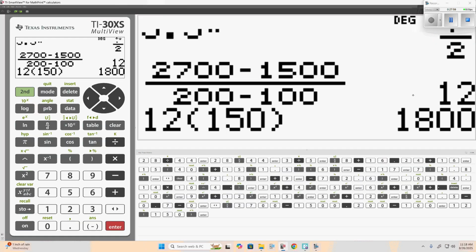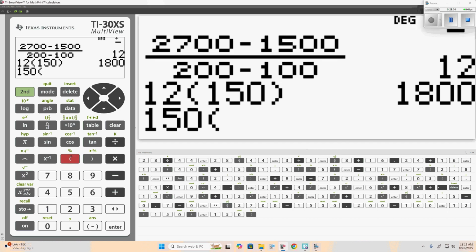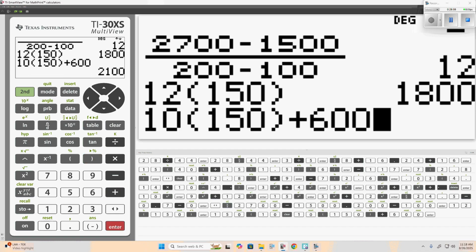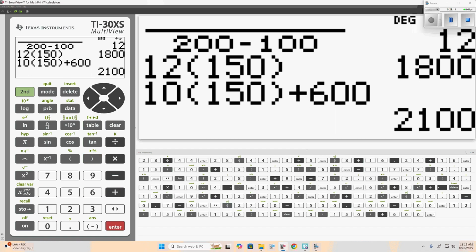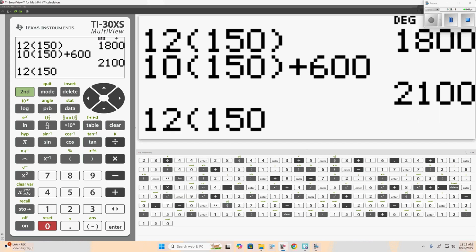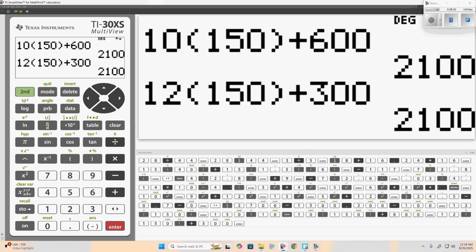So if we have 150 students going, that'd be 10 times 150 plus 600, which gives us $2,100. It costs us $2,100 to go to Sunview. If we go to Lakeside, well, that's 12 times 150 plus 300. It's the same. So the overall cost for either one with 150 students is the same. Does that make sense? Say we had 140, is it really going to matter?